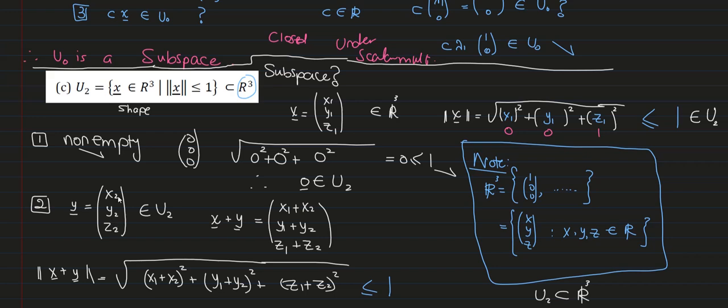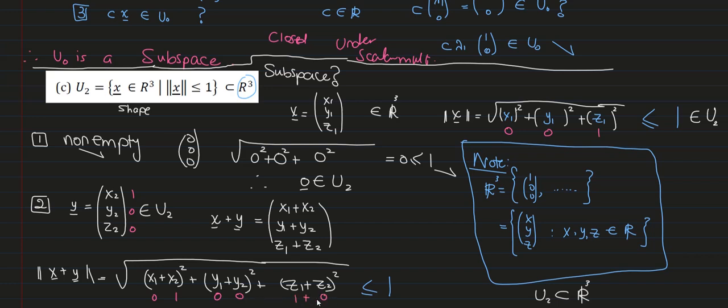Let's take another very simple vector, starting with 1, 0, and 0. The norm here is 1 as well. Let's now test the addition. Tell me about the addition. x1 is 0 and x2 is 1. y1 is 0 and y2 is 0. z1 is 1 and z2 is 0.